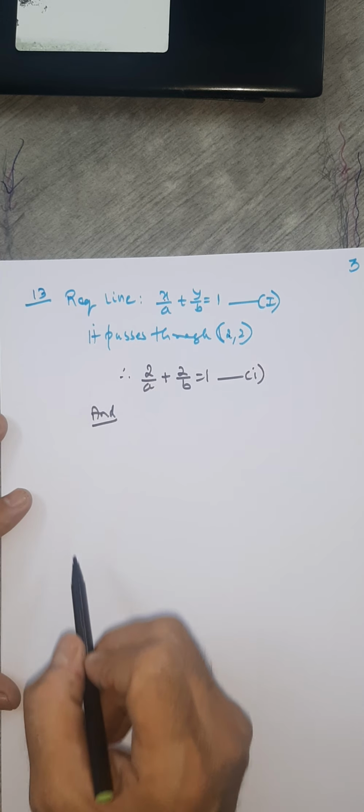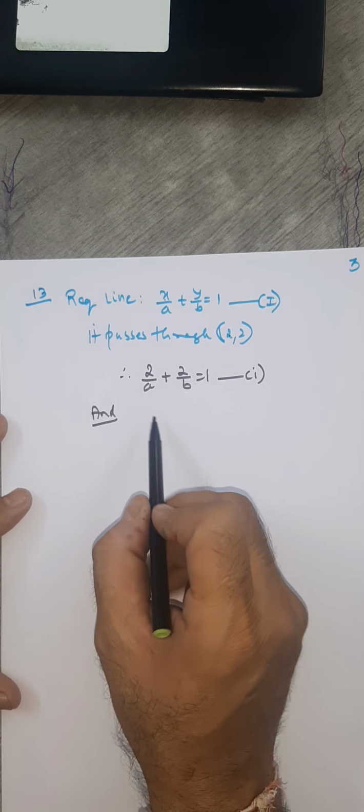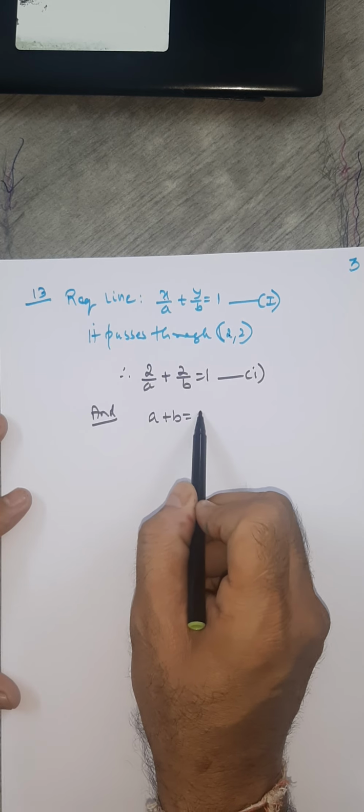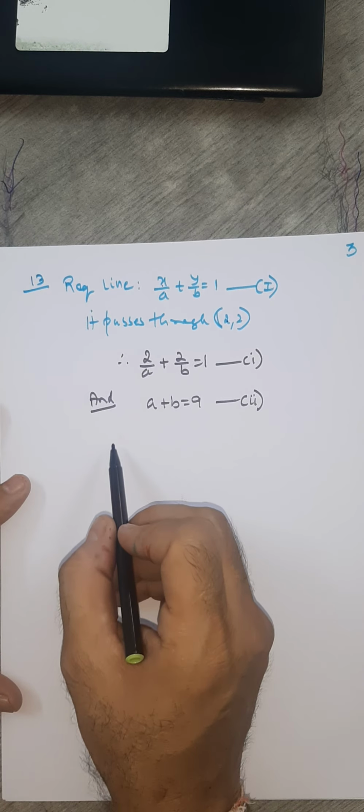And what is the other condition here? Intercepts on the axes whose summation is 9. So a plus b equals 9. This is the second condition we have. Now we solve for a and b.